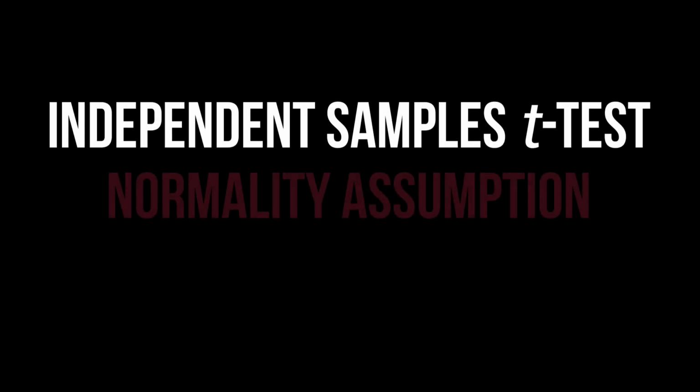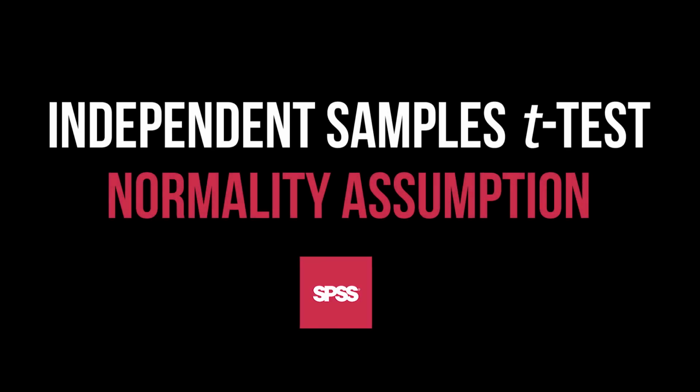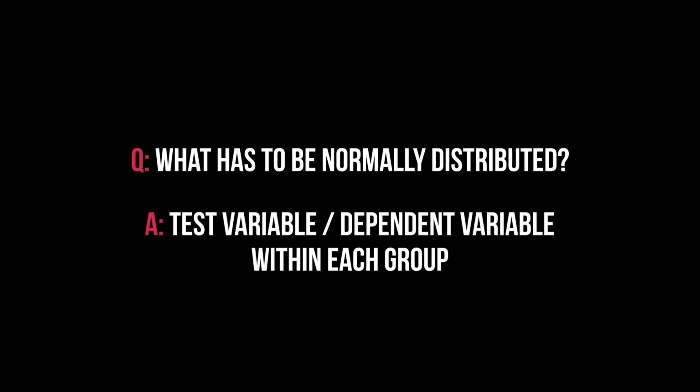This video shows how to test the normality assumption as a requirement for the independent samples t-test in SPSS. First question: what has to be approximately normally distributed? It is the test variable for each group that should be approximately normally distributed. There are three possible ways to go about this.